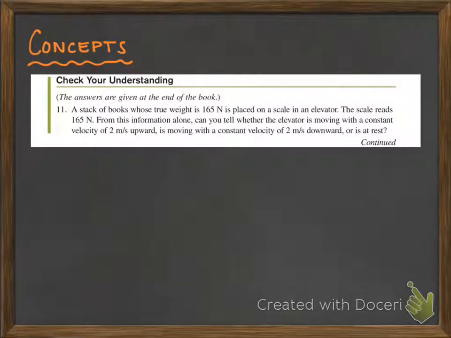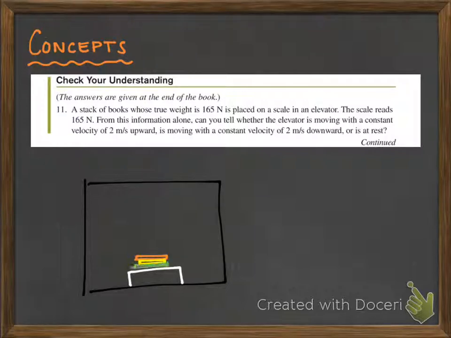Okay, so this concept question states that a stack of books whose true weight is 165 newtons is placed on a scale in an elevator. The scale reads 165 newtons. From this information alone, can you tell whether the elevator is moving with a constant velocity of 2 meters per second upward, moving with a constant velocity of 2 meters per second downward, or is at rest?